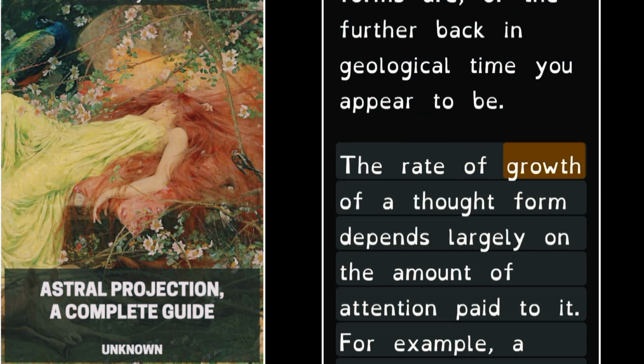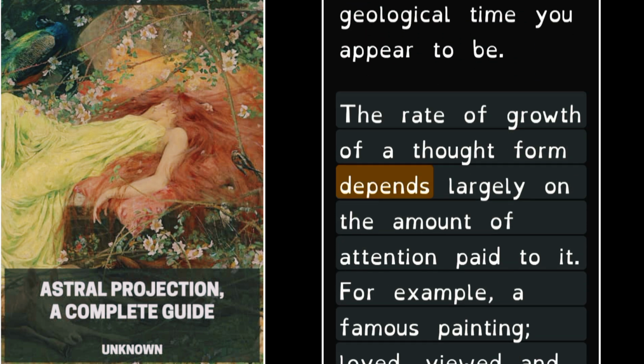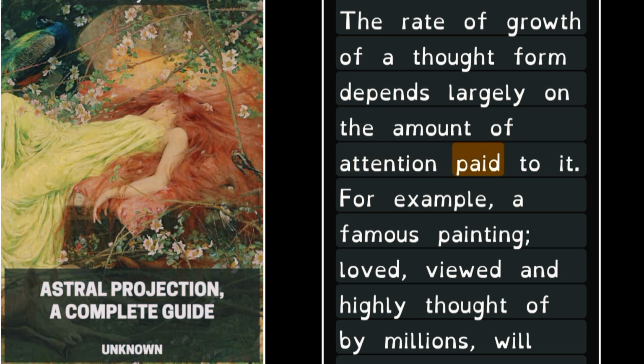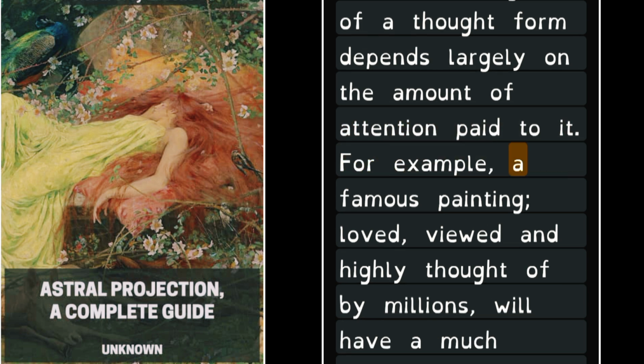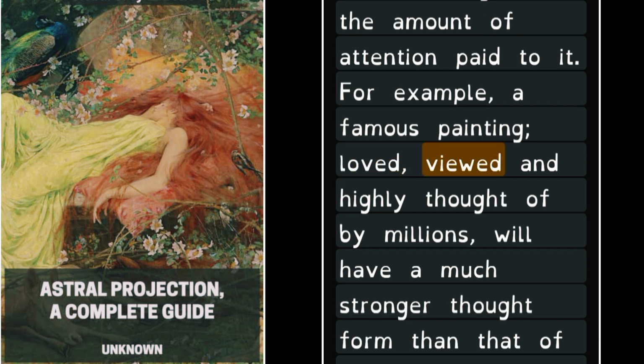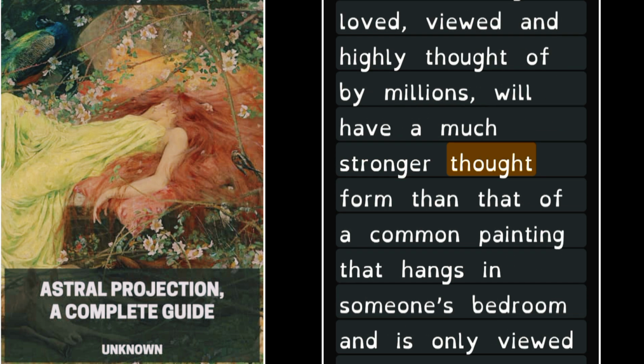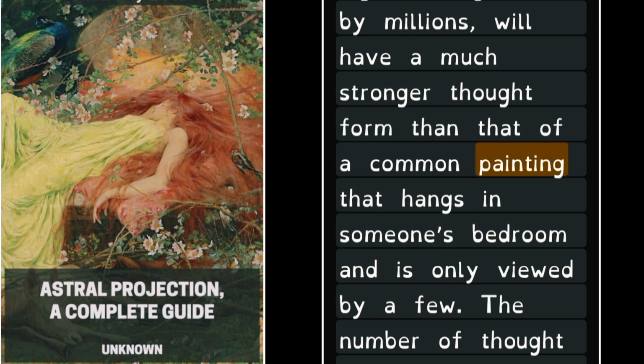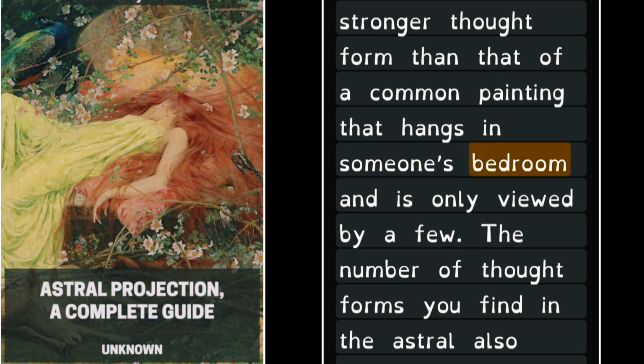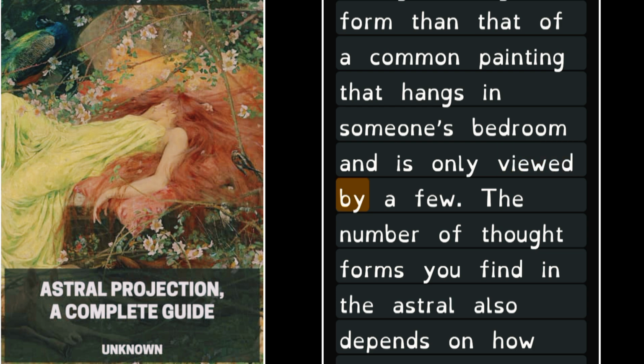The rate of growth of a thought form depends largely on the amount of attention paid to it. For example, a famous painting, loved, viewed, and highly thought of by millions, will have a much stronger thought form than that of a common painting that hangs in someone's bedroom, and is only viewed by a few.